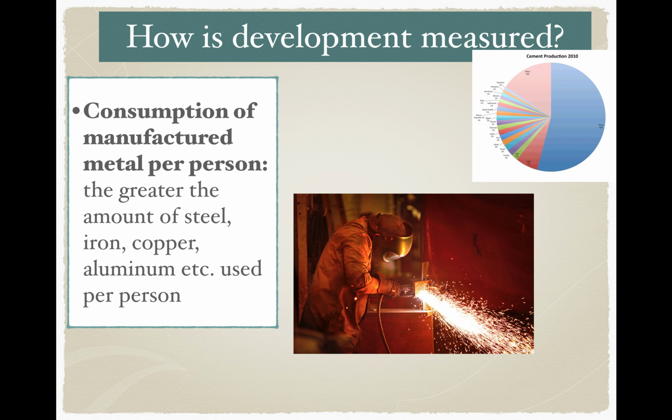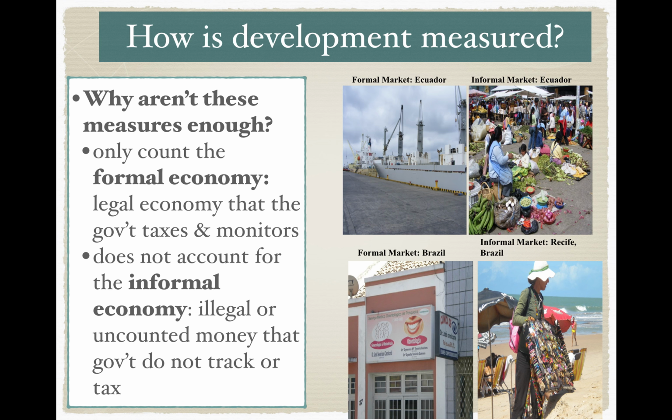You could also look at the consumption of manufactured metal per person. So the more steel, iron, copper, and aluminum that's being used in a given place, it's also an indication of development. Subsistence farmers have little use for steel, but a commercial farming industry, a very highly industrialized place, is going to have a higher consumption of manufactured metal.